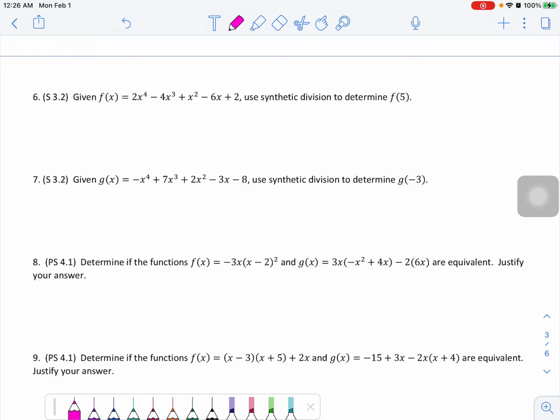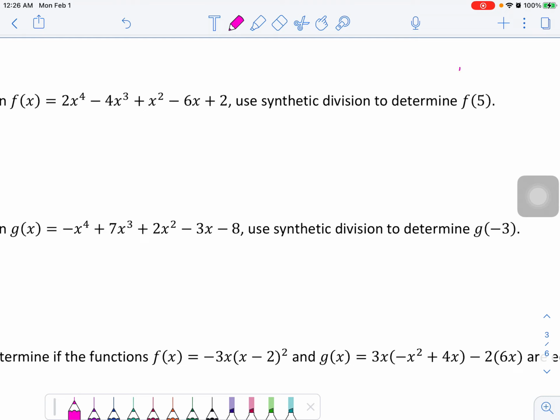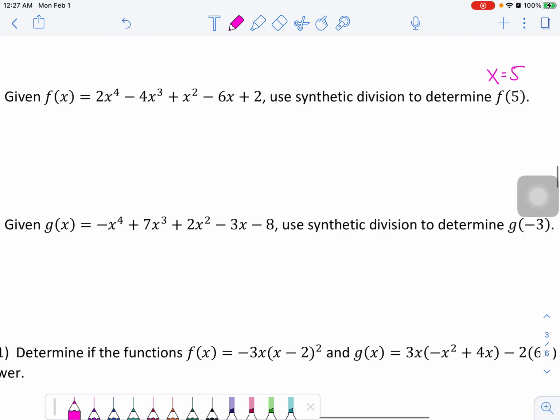So on to page 3 of the study guide. Problem number 6 is where we're going to start. We are asked to use synthetic division to determine f of 5. So first thing I know is f of 5 means x is equal to 5. So that's what I'm going to use for the synthetic division, a value of 5 along with the coefficients here for f of x.